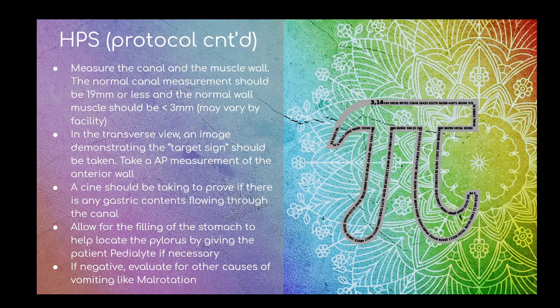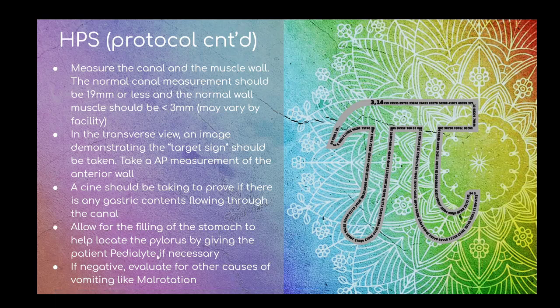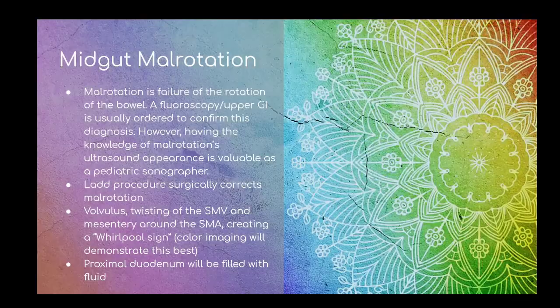Lastly, if you get through all of this and figure out that it's most likely negative, then what a lot of places want you to do is look for malrotation of the gut. Malrotation of the gut can cause some vomiting in infants, and it affects the same age range. So, midgut malrotation, let's cover that real quick.